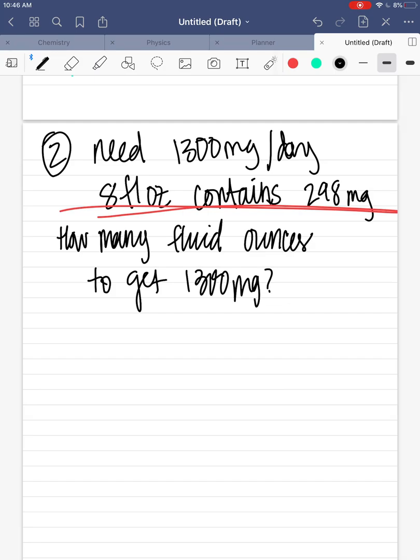Okay, let me see if I can set this up. I want to say this is the way you would set this up. I want to say this is correct. 1,300 milligrams per day. We're going to try it because I may be very wrong. We will see.